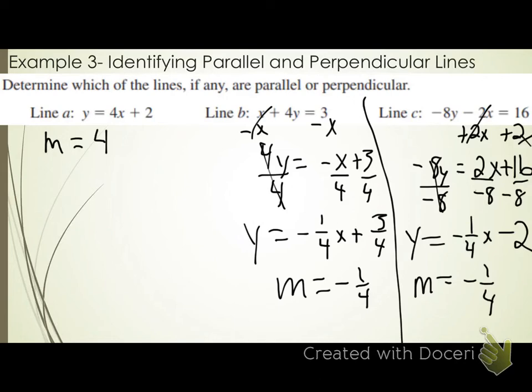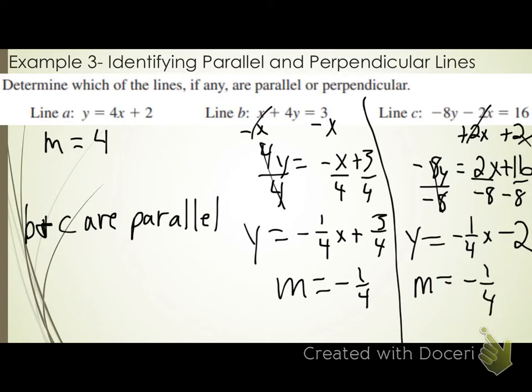Do I have any lines that are parallel? Why are they parallel? They have the same slope. So I can say B and C are parallel. Do I have any other sets of parallel lines? No, I do not. Do I have any sets of lines that are perpendicular?